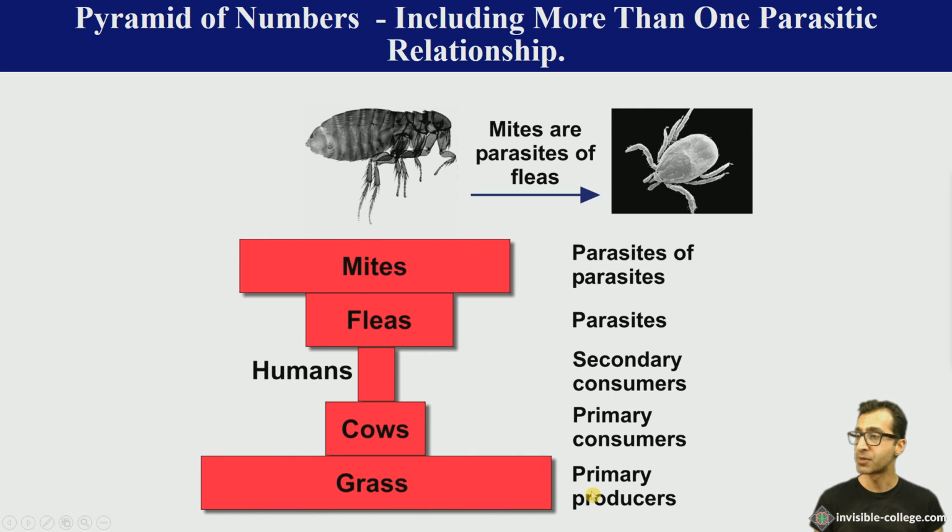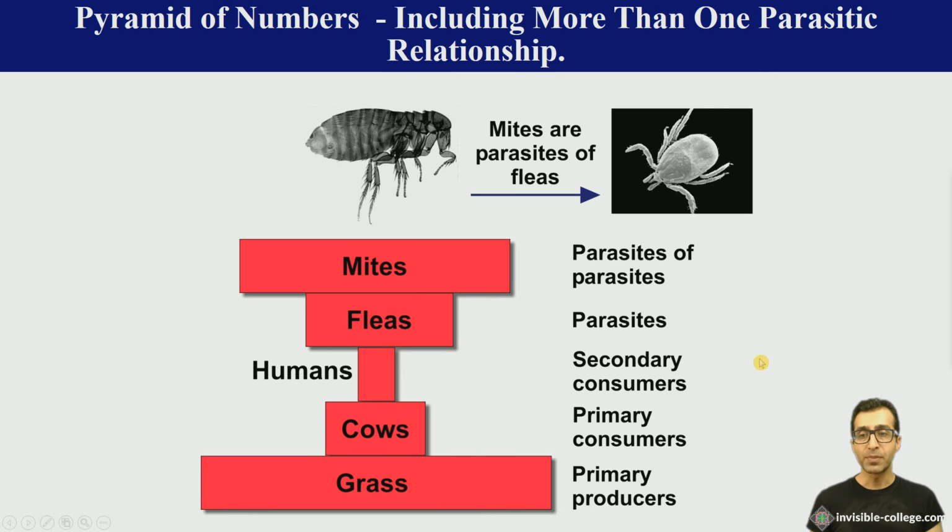So if we have more than one parasitic relationship, we can get rather strange looking pyramids of numbers like these. We have large numbers of primary producers supporting a relatively smaller number of primary consumers, the cows. The cows support an even smaller number of humans, but then we have parasites which live on the humans, which are larger in numbers. So a rather large number of fleas can live on one rather unfortunate human, but in turn, the mites are actually parasites that live on these parasites. So we have a parasite of parasites here, and again, one flea can actually be host to multiple mites. So we see here a rather strange shape of pyramid of numbers where we have more than one parasitic relationship.